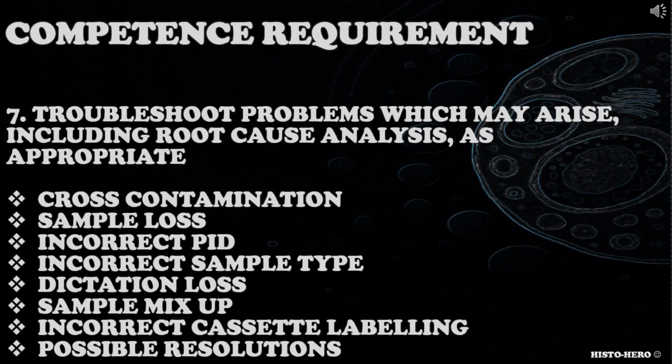The seventh competence requirement is for you to troubleshoot problems which may arise, including root cause analysis, as appropriate. What problems could arise during specimen selection? How would you resolve them? Consider problems with cross-contamination, lost or missing sample, incorrect PID information, incorrect sample type, lost dictation, mix-up of samples, incorrectly labeled cassettes. Also consider possible resolutions of these problems.